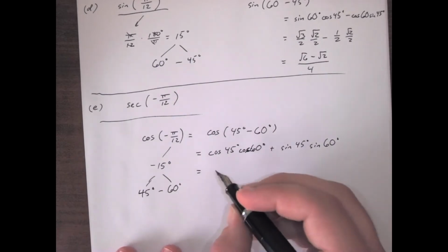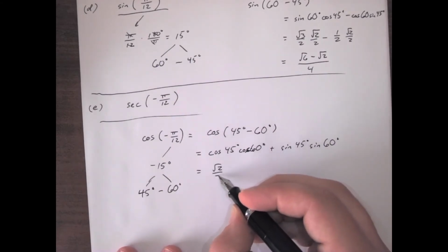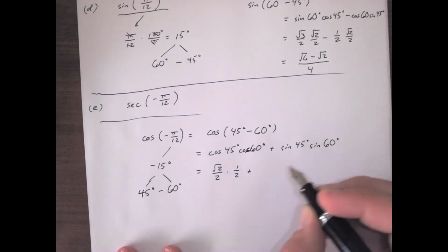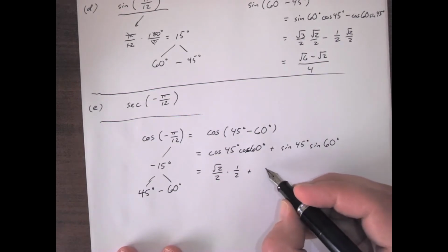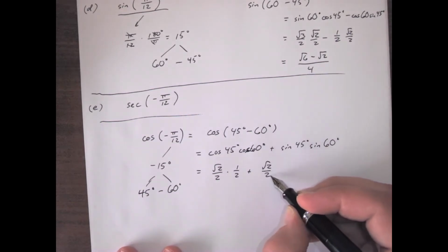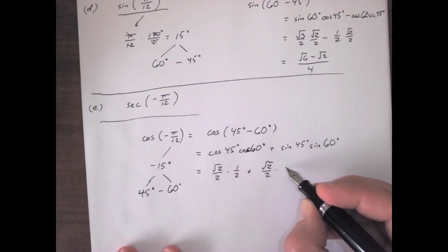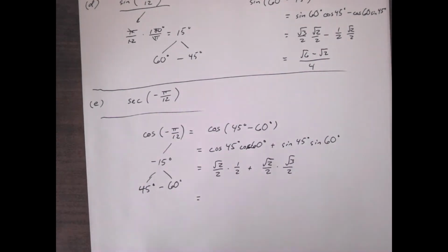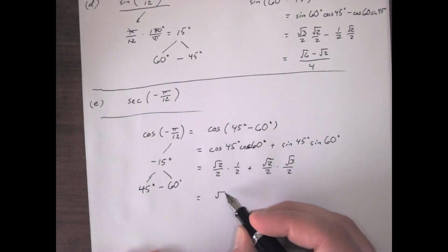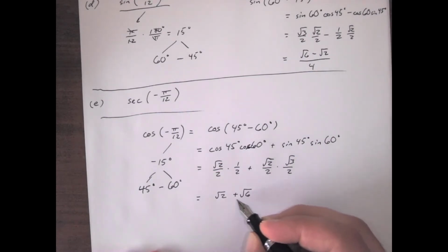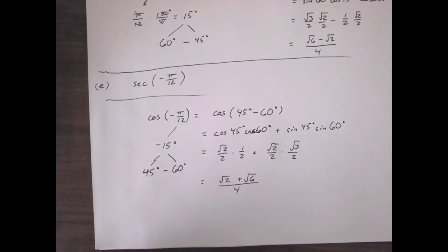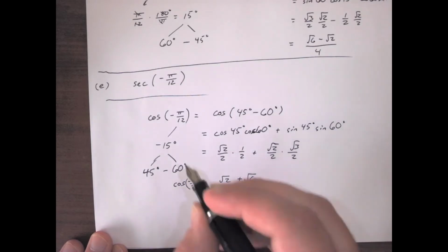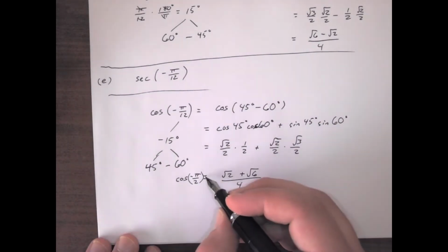That takes us to root 2 over 2. Cosine of 60 is a half plus 45 degrees, which is root 2 over 2, and sine of 60, which is root 3 over 2. So if this problem had said cosine instead of secant, we would be just about done here. We'd say root 2 plus root 6 all divided by 4. So that's equal to the cosine. But the original problem didn't ask for the cosine, it asked for the secant, so we're not done yet.